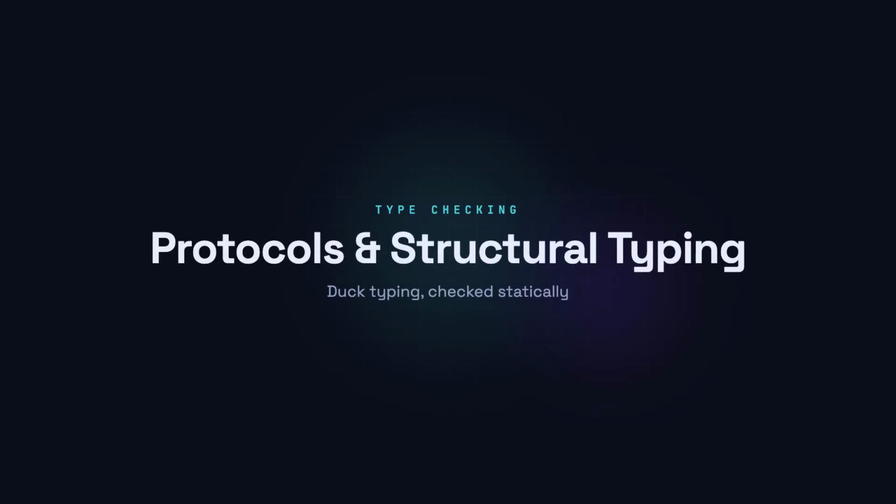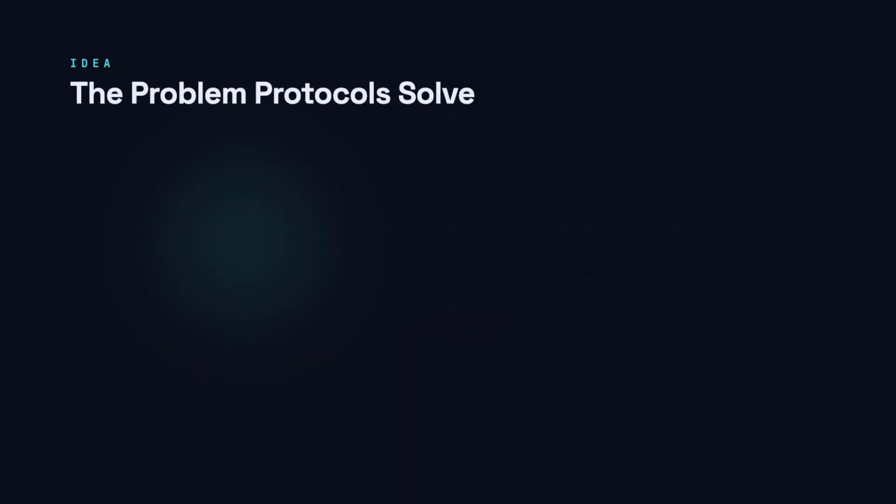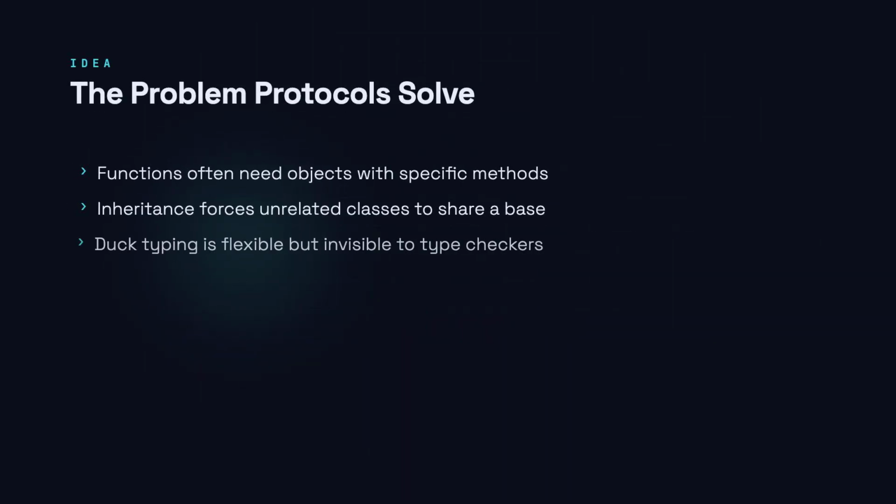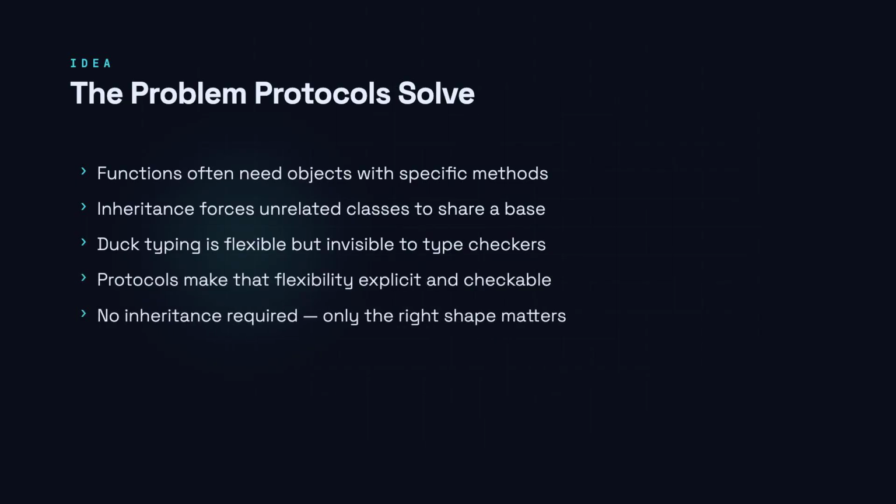In this video we explore protocols, a Python feature that lets you describe the shape an object must have without forcing it to inherit from anything. When you write a function that just needs an object with a .read method, you do not want to force callers to inherit from a specific class. Protocols let you say exactly that in a way type checkers understand.